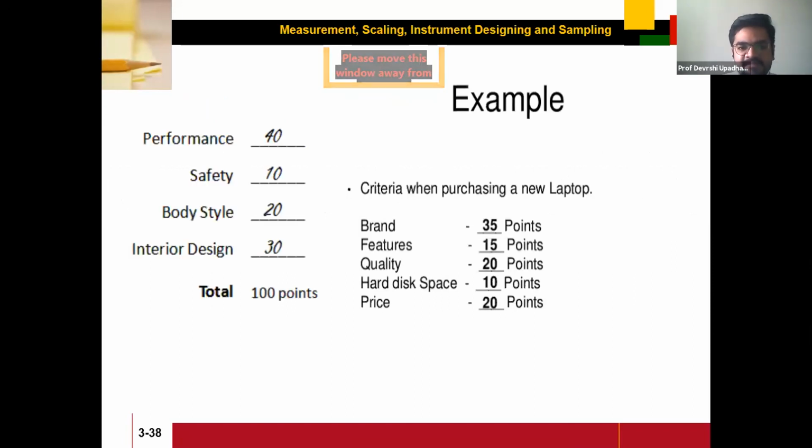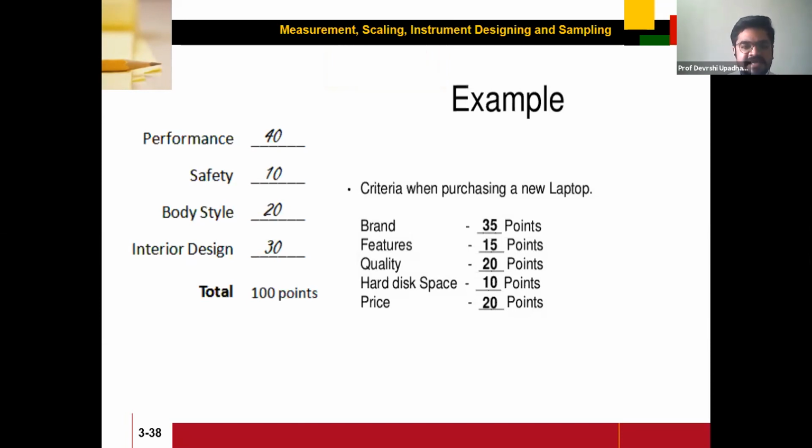In this example on the left-hand side, I have given a very small example of a car. For the car, I have 100 points, and I have four aspects: performance, safety, body style, and interior design. Based on my feedback, my concern, and my usage, I'll give scores to each variable out of 100.